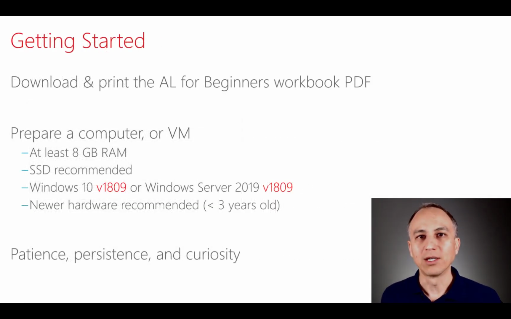So how do you get started? First, download and optionally print the AL for Beginners workbook PDF. Chris recommends printing it out so you have a hard copy you can annotate, mark up, you can take with you and read. But if you prefer the digital version, you can certainly annotate the PDF. I did print mine. You can just print a couple chapters at a time, double-sided, and use that for notes.